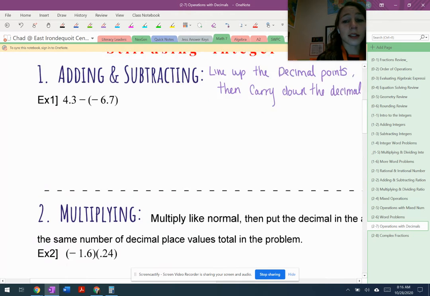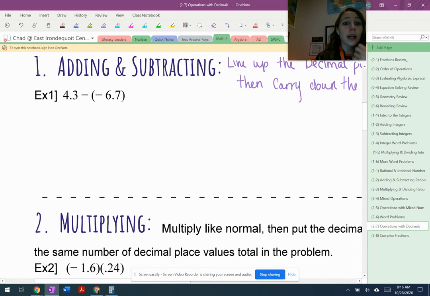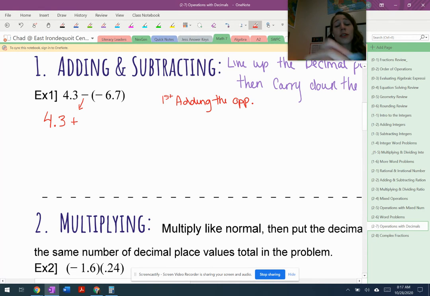So let's take a look at this example 1 here. I can see right away that this is a subtraction problem, which means I can add the opposite. So my first thing I'm going to start by doing is adding the opposite. I keep that first number the same, change that subtraction to addition. And again, notice guys, I'm still continuing to draw that arrow from it, so I'm not messing this up. And the opposite of a negative 6.7 is just a positive 6.7.